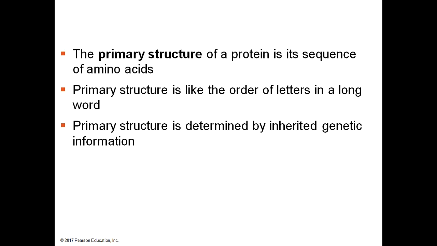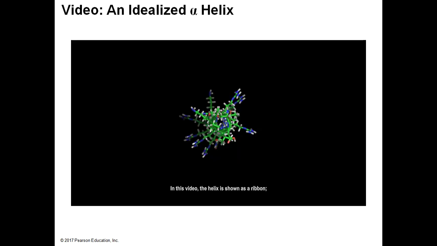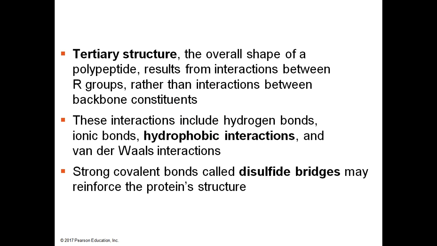The primary structure of a protein is its sequence of amino acids. The primary structure is like the order of letters in a long word. Primary structure is determined by inherited genetic information. Now, the coils and folds of secondary structure result from hydrogen bonds between repeating constituents of the polypeptide backbone. Typical secondary structures are a coil called an alpha helix and a folded structure called the beta-pleated sheet.